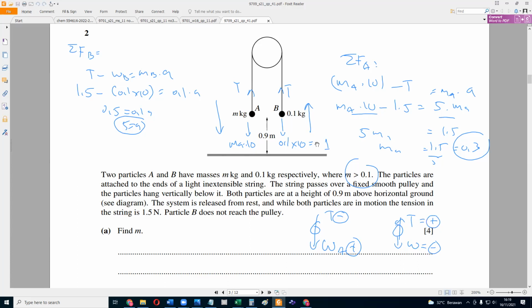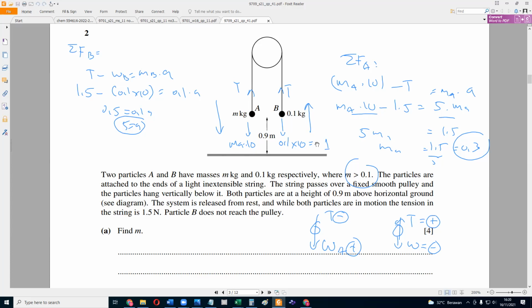So that means if the particle is going down, the tension will be negative, while the weight will be positive. But if the particle is going up, the weight will be negative, but the tension will be positive. Okay, got it. The direction, your direction determines which one is positive, which one is negative. If you go up, then whatever pushes you up is positive. Whatever pushes you down is negative.